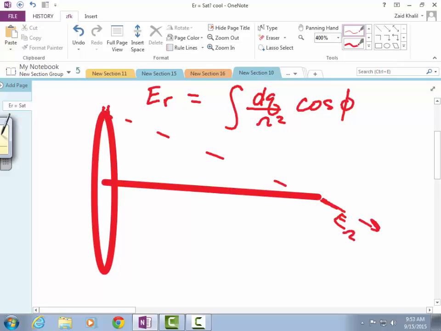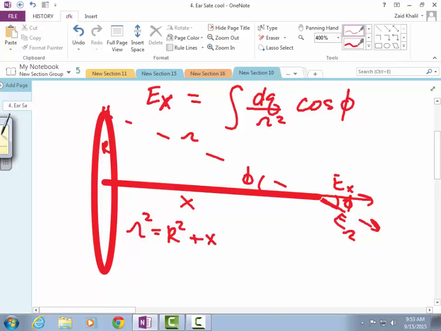So then E little r, or you could say Ex, because it's in the x direction, is going to be equal to the cosine component. Yes? Everything's the same distance from all points around the ring? Correct. Each of these pieces are all the same distance script r away. And script r squared is equal to big R squared plus x squared.